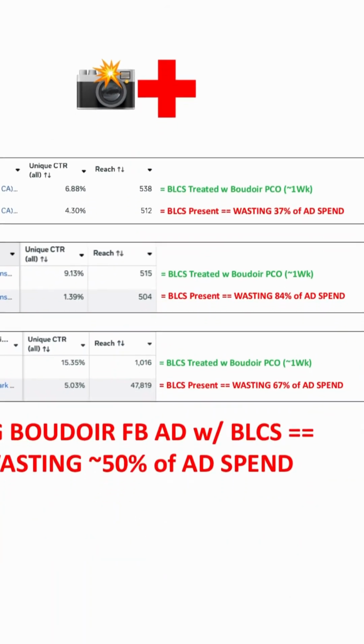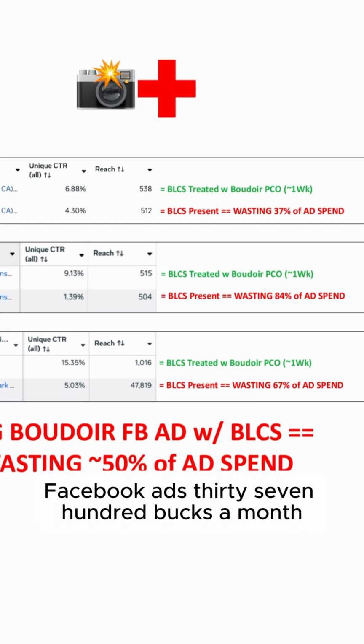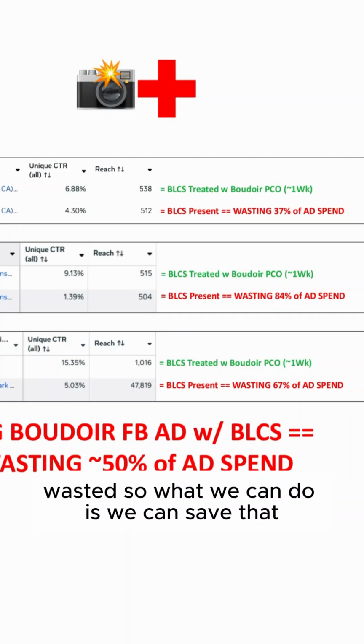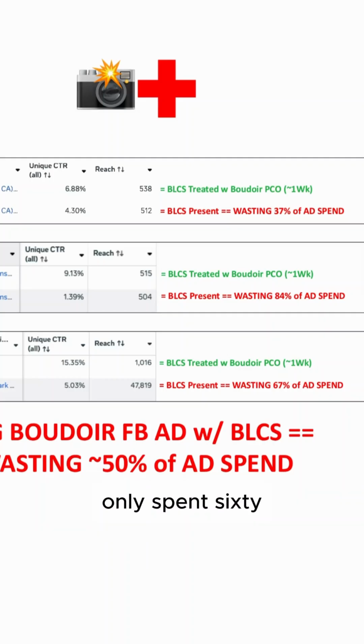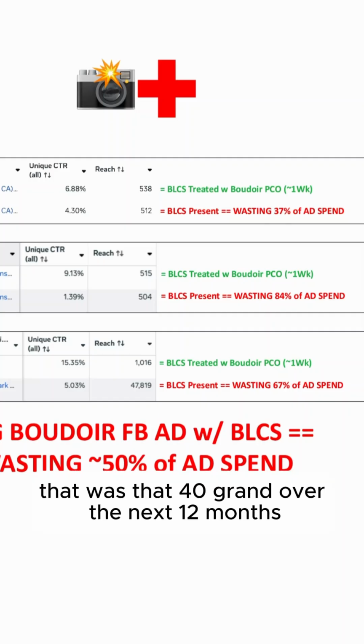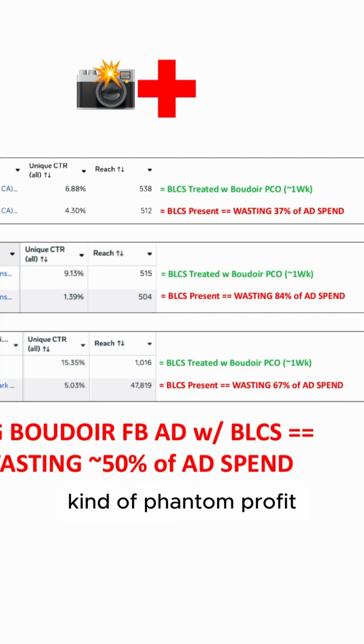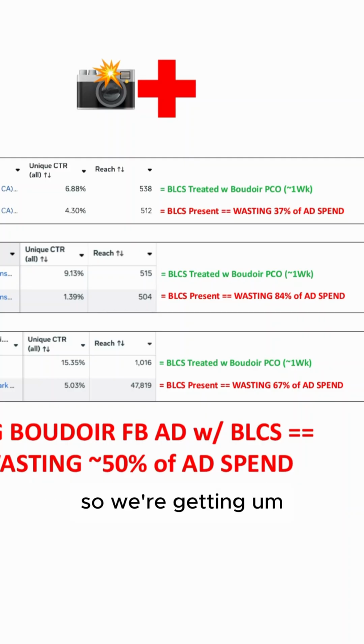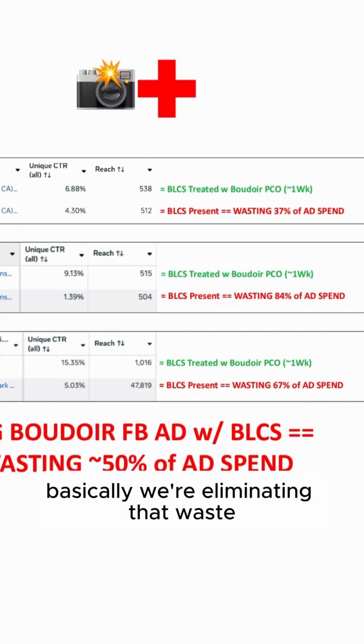So if they're spending 10 grand a month on Boudoir Facebook ads, 3,700 bucks a month, every month is being wasted. So what we can do is save that, eliminate that wasted ad spend, only spend 6,300 bucks a month on the new Boudoir Pico treated ads. So pocket that, what's that, 40 grand over the next 12 months, kind of phantom profit back in the business owner's pockets. And that will get our ad into the same number of women's brains as running the original ad at 10 grand a month. So basically we're eliminating that wasted ad spend, putting it back in our pocket.